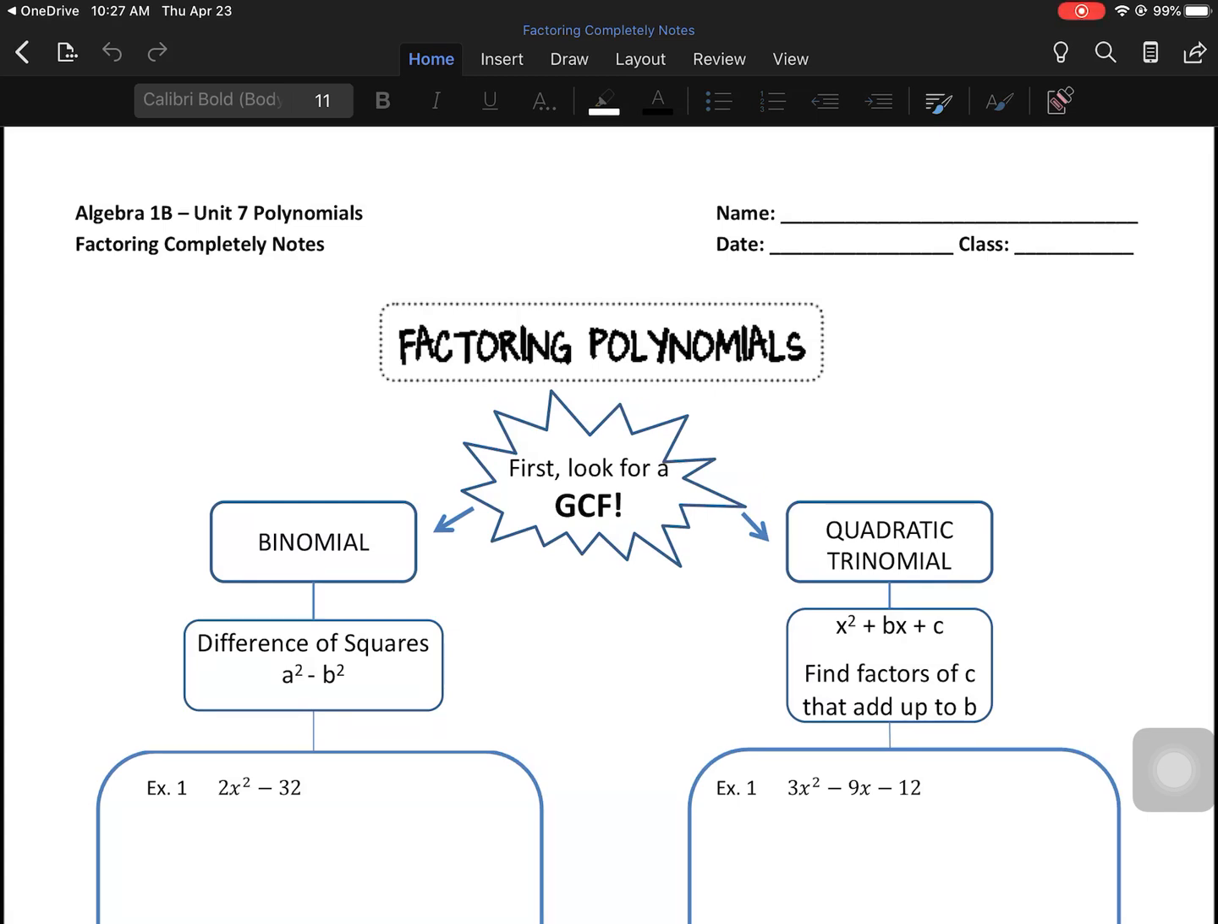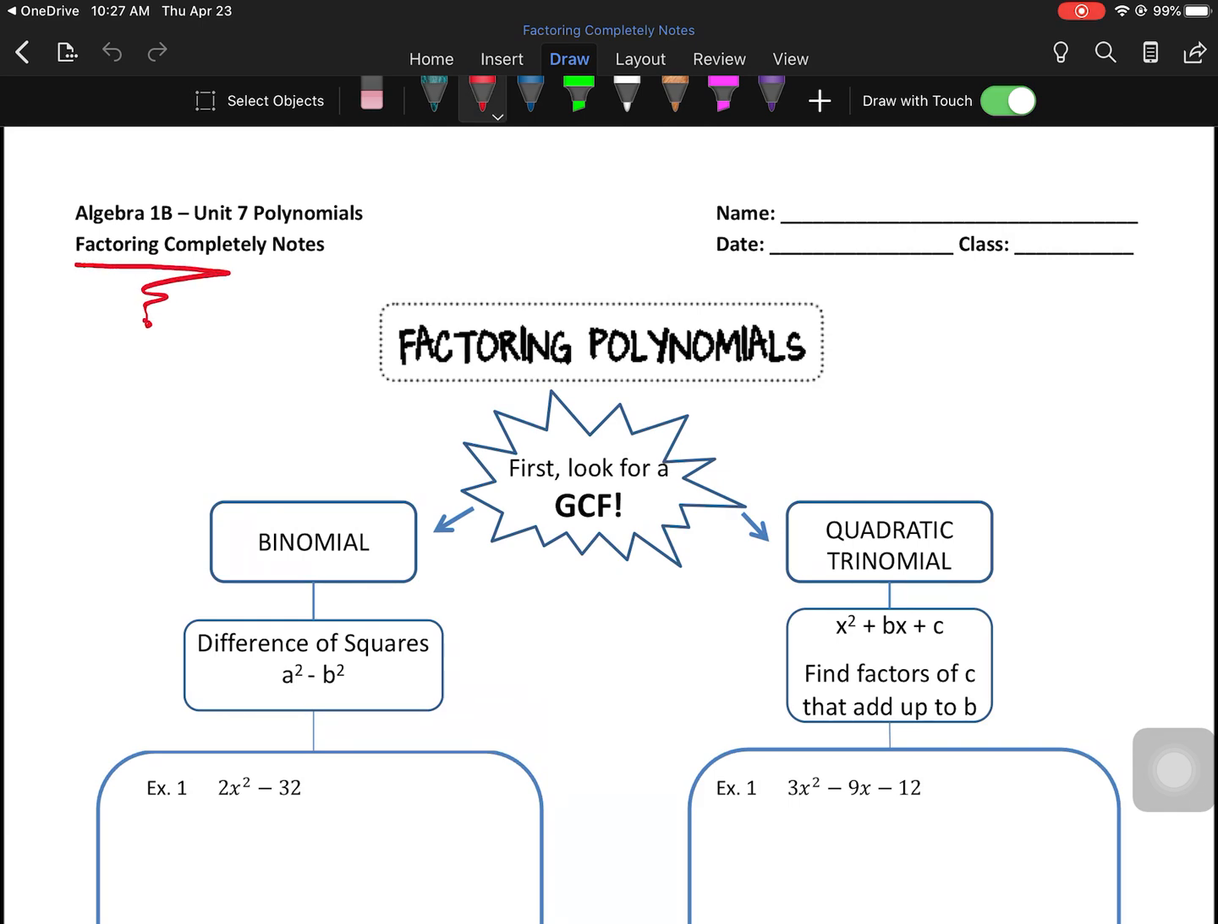I know you guys just finished up your check for understanding, so now we're going to talk about your last kind of factoring. And it's not really introducing anything new, but it's going to be talking about factoring completely. So when we've done factoring so far, you guys did binomials, you did difference of squares, we did quadratic trinomials, and we did finding the GCF of anything, a binomial or trinomial. Now we're just going to combine those different steps, and that's going to be factoring completely.